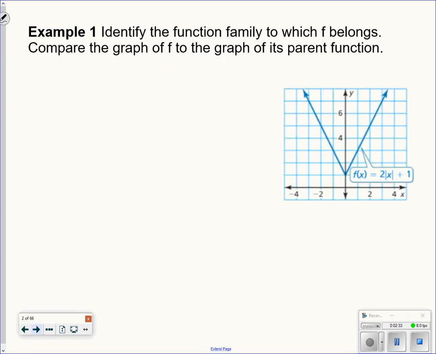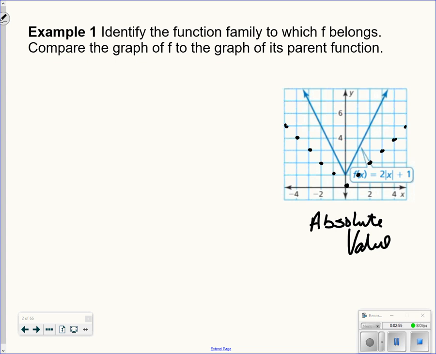So here we go. Identify the family. I'm looking at this and I see the function y equals 2 times the absolute value of x plus 1. So this is definitely an absolute value family. And then they want you to talk about what's happening here. Now here is the most basic parent function. I'm going to draw this in here so we can compare it.